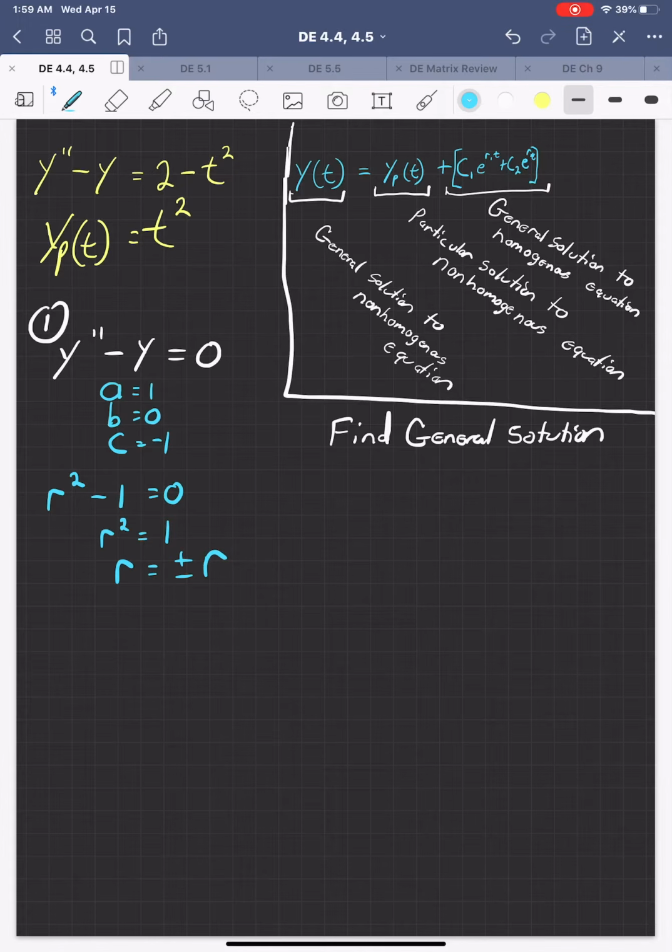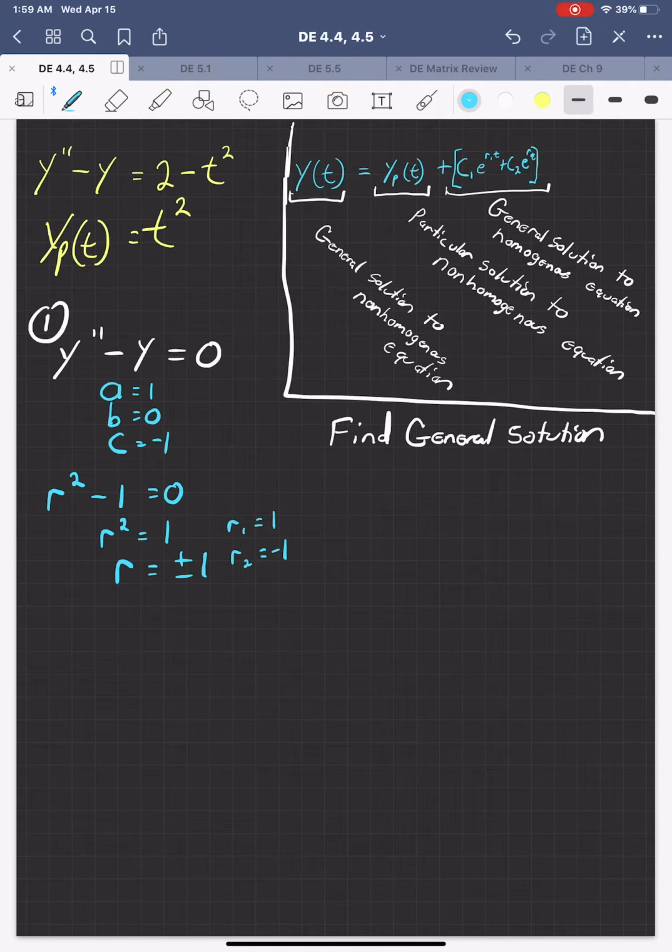Okay, now that's what I need. R is equal to plus or minus 1. All right, so here we go. r sub 1, one of the roots, would be positive 1. The other root would be negative 1.